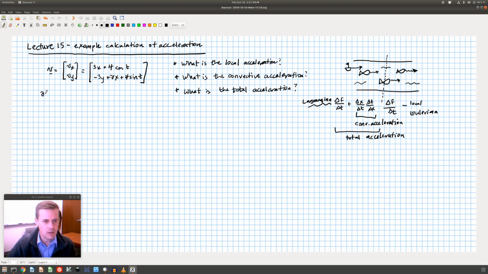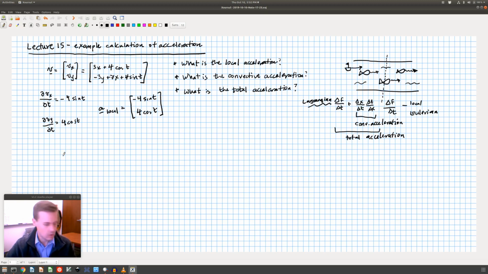Well, that's by simply taking the partial derivative of each component. So ∂vx/∂t and ∂vy/∂t. And that's going to give me the local acceleration. So in this case, for ∂vx/∂t, I take the derivative of this with respect to t. That will give me 3x, that doesn't depend on t. 4 cosine t will give me minus 4 sine t. And then if I want to find ∂vy/∂t, the only thing that depends on t is 4 cosine t. So a local is equal to minus 4 sine t and 4 cosine t. Alright, so that's the local.